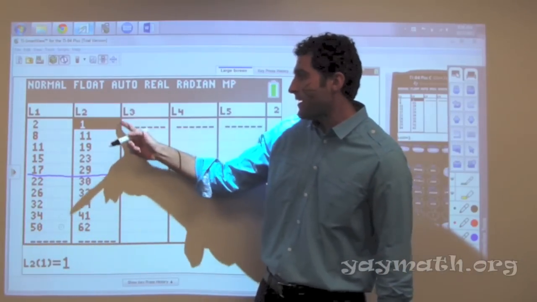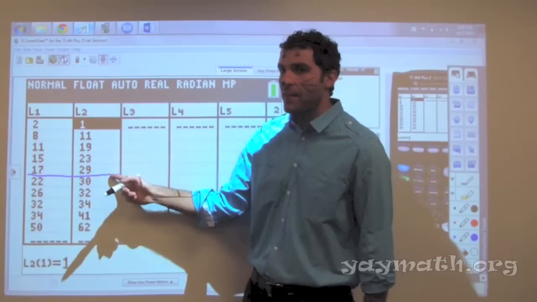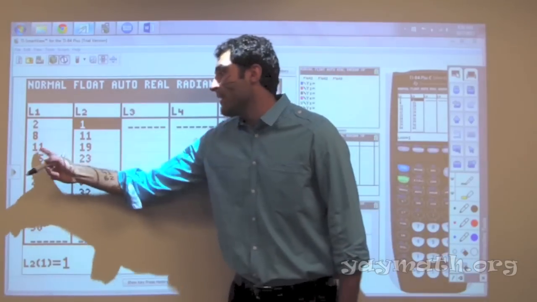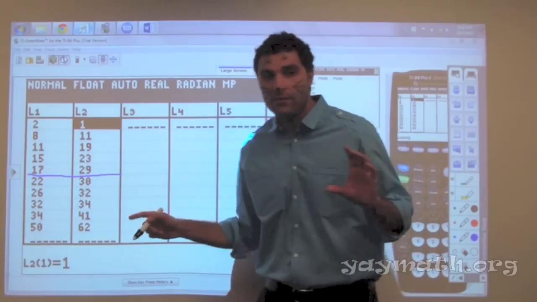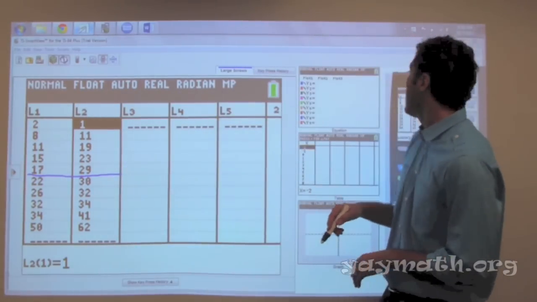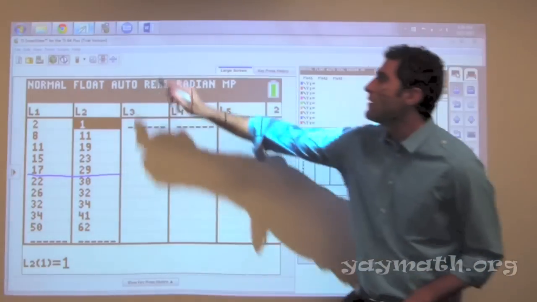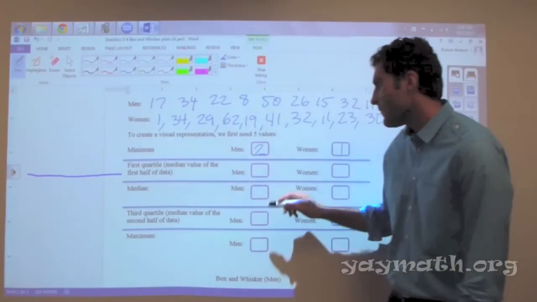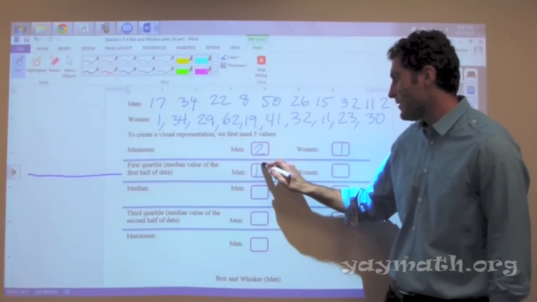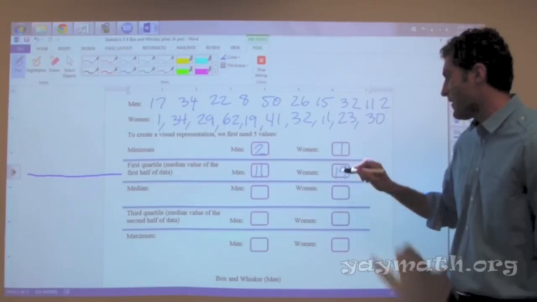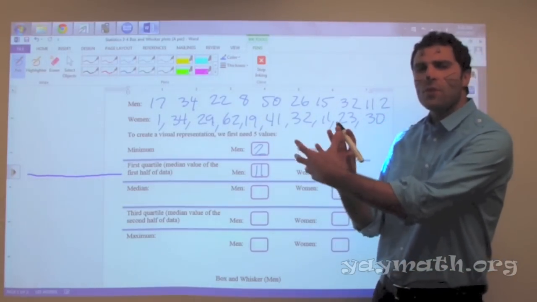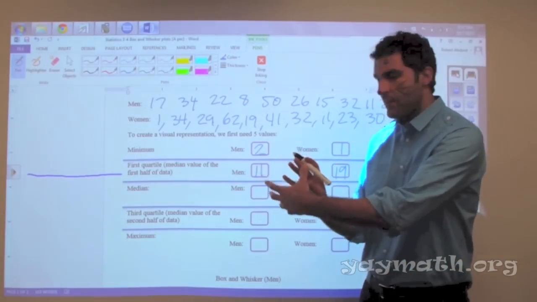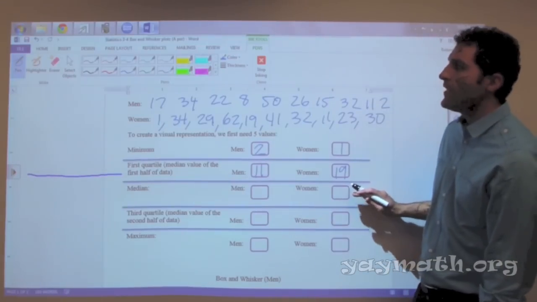And what is the median of this first half of data for the women? 19. So 11 and 19 are the respective first quartile values. 11 and 19. Going back, put it in. First quartile, 11, 19. Any questions on that? It gives you like a sort of where the quarter value is.